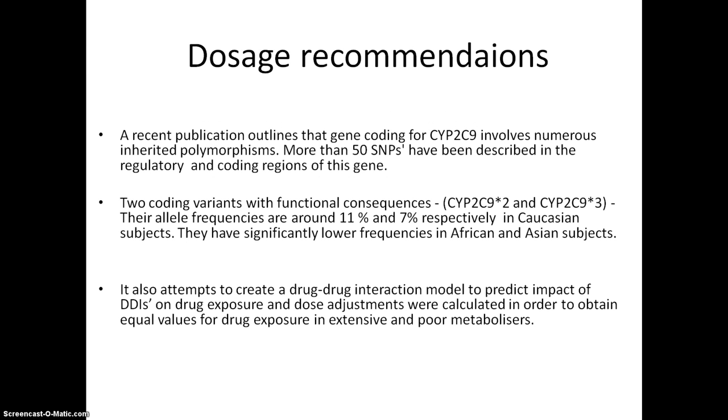I found some interesting recent publications, including one which came out in 2013. This publication outlines that the gene coding for CYP2C9 involves numerous inherent polymorphisms. More than 50 SNPs have been described in both regulatory and coding regions of this gene. Two important coding variants with functional importance and corresponding allele frequencies of around 9% and 7% in Caucasian subjects have been found. And these alleles have significantly lower frequencies in African and Asian subjects.